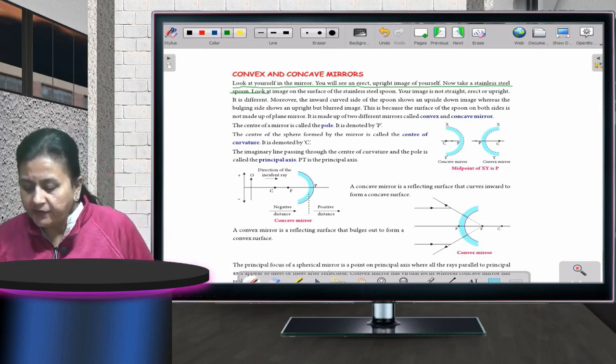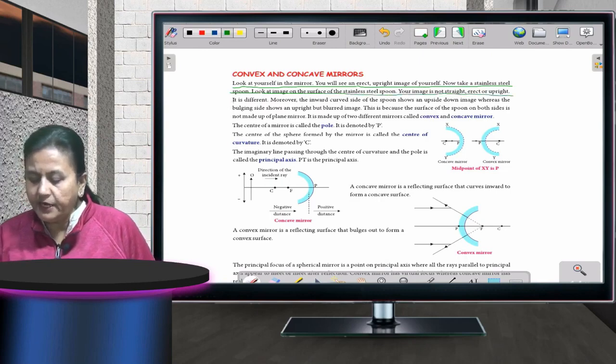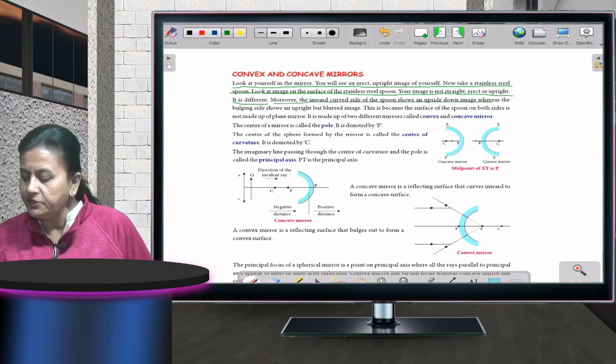So now look at the image on the surface of the stainless steel spoon. Your image is not straight, erect or upright. It is different. Moreover, the inner curve of the spoon shows an upside down image, whereas the bulging side shows an upright blurred image.